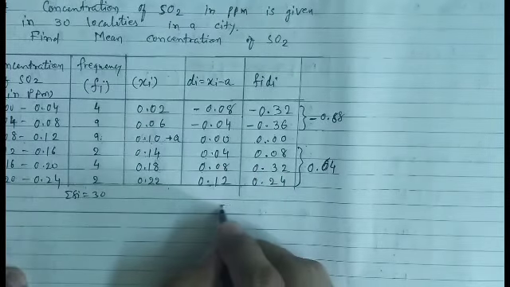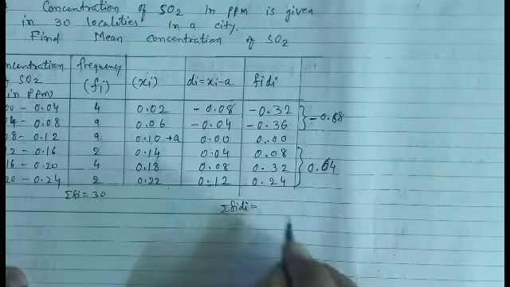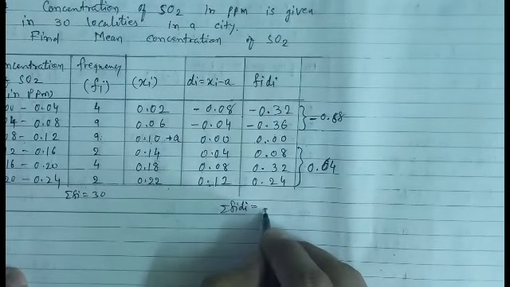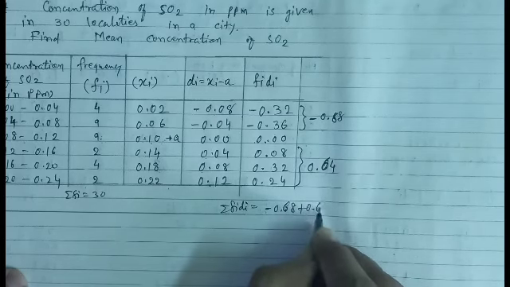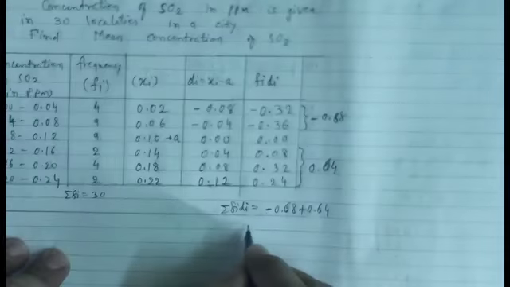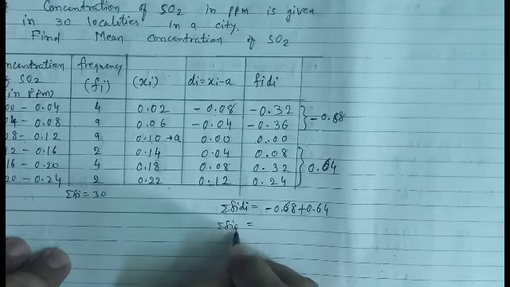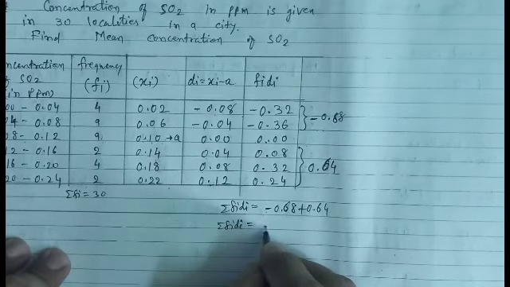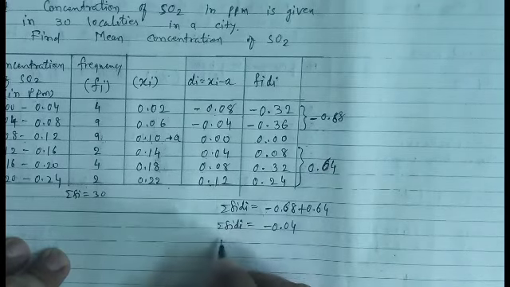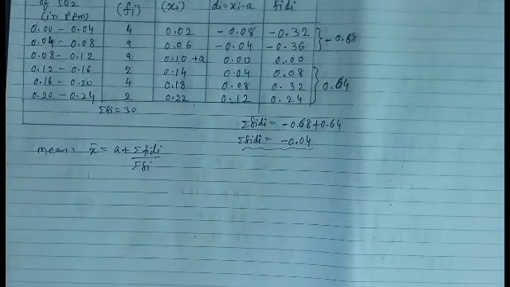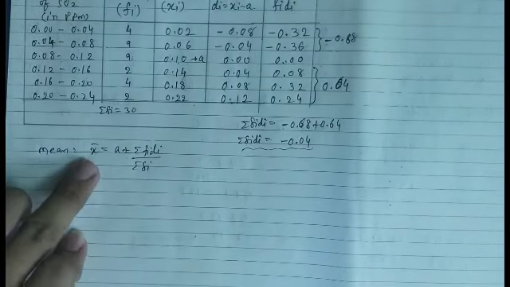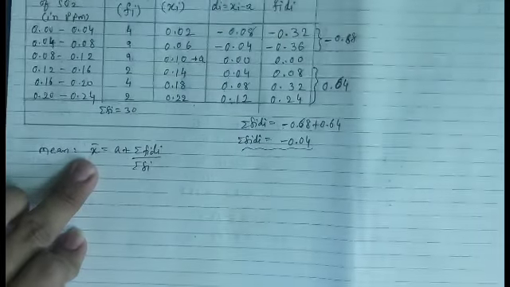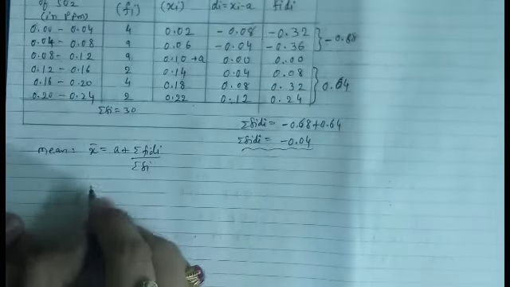Now as we have to get sigma Fi/Di, it is the sum of these two terms, that is minus 0.68 plus 0.64. So sigma Fi/Di in this case will be minus 0.04. This is your sigma Fi/Di. Now we have to get the mean of this data. As we know, the formula is x bar equal to a plus sigma Fi/Di upon sigma Fi. Let us apply the values.